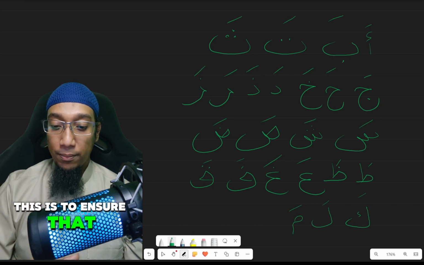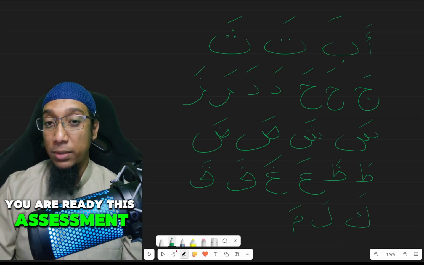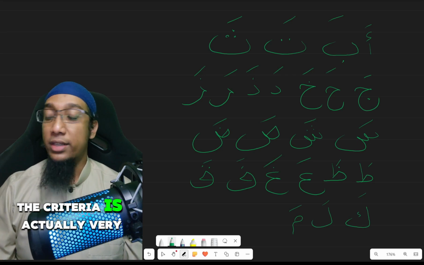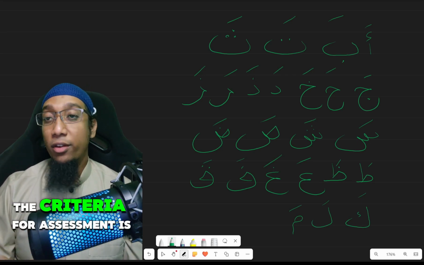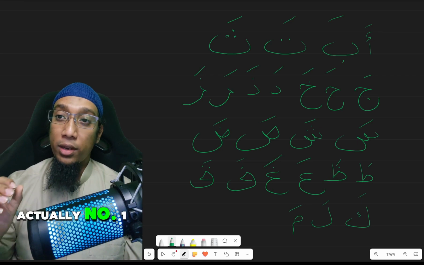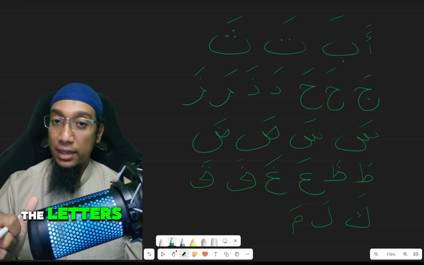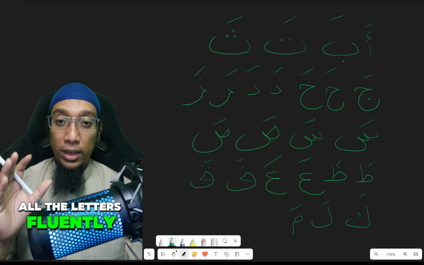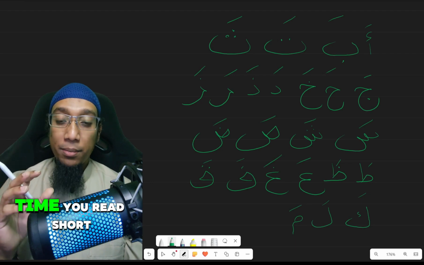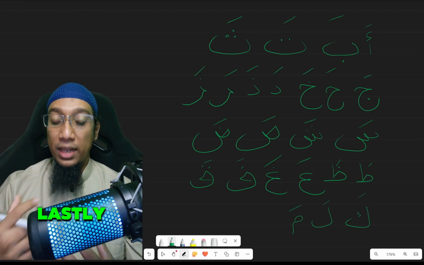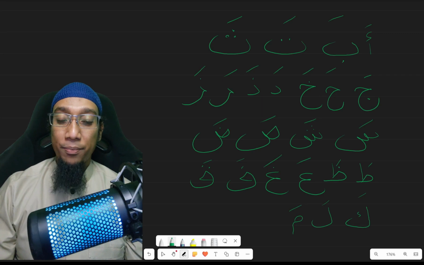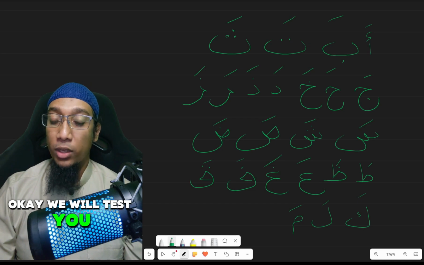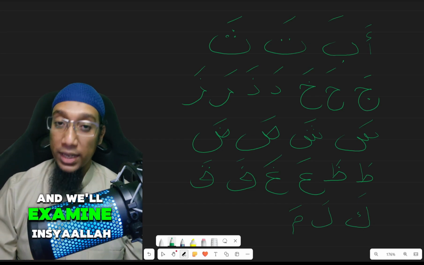This is to ensure that you are ready. This assessment that we will be doing is to ensure that you will be ready for module 2. The criteria is actually fairly simple. The criteria for the assessment is, number 1, if you can recognize all the letters. Number 2, you are able to read all the letters fluently, clearly, and at the same time you read it short. Lastly, don't make many mistakes. Those are the criteria we set during examinations. Okay, we will test you and you will send us your recording and we will examine, inshallah.